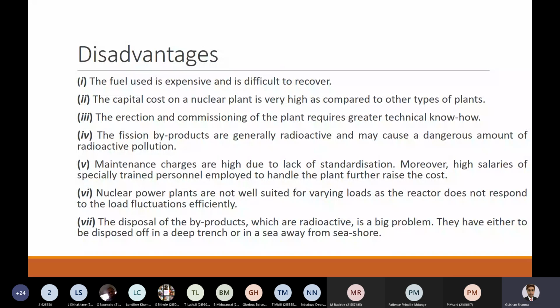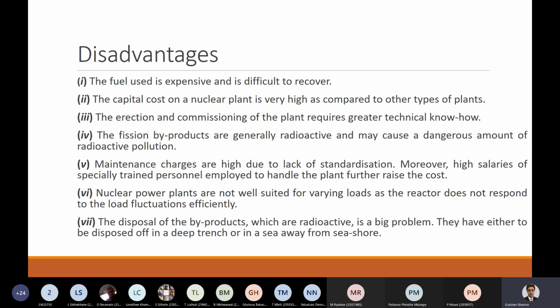Another thing is that the maintenance charges are very high due to the lack of standardization. Moreover, it's very important that you need to pay higher salaries to specially trained persons to employ these kinds of plants, which further raises the cost of the system.